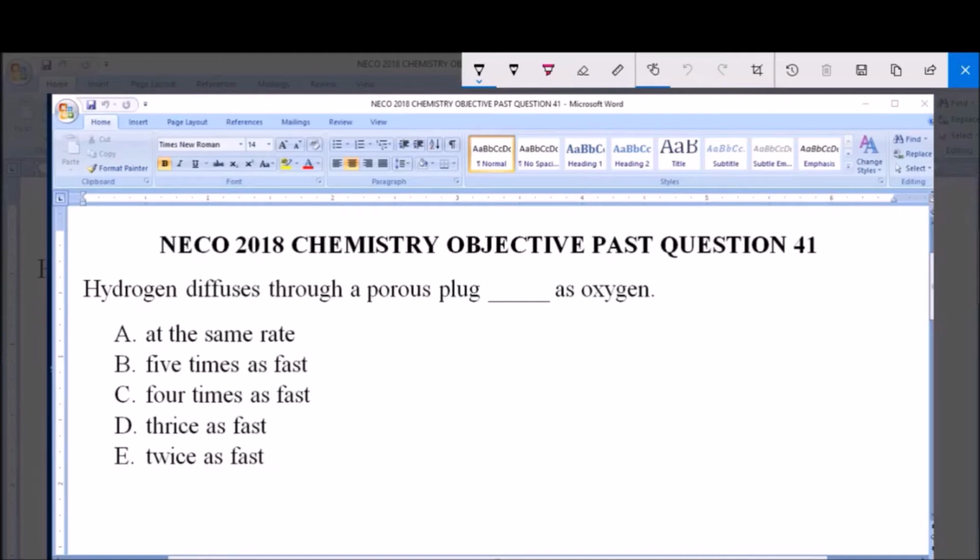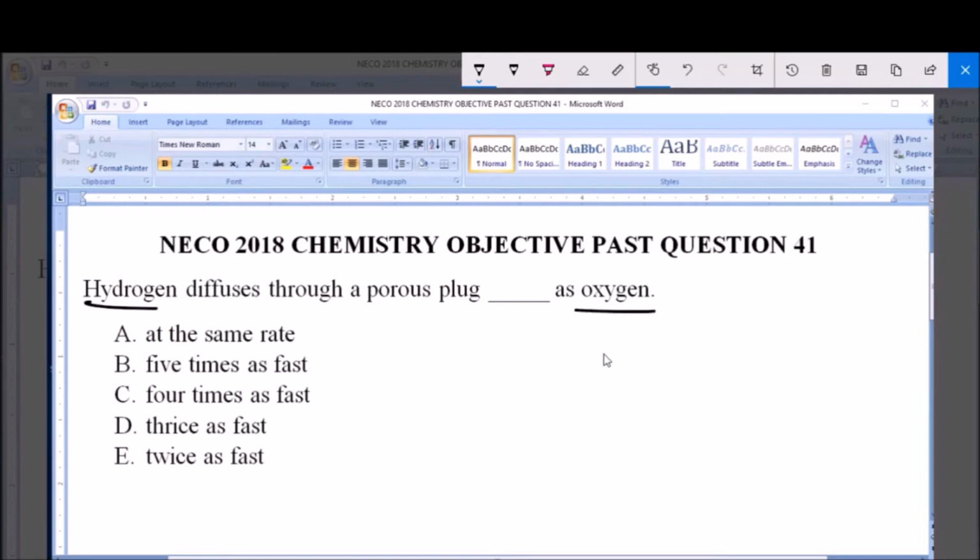Hydrogen diffuses through a porous plug dash as oxygen. A. At the same rate. B. 5 times as fast. C. 4 times as fast. D. Thrice as fast. And E. Twice as fast. So now this question is just trying to compare the rate of diffusion of hydrogen to that of oxygen.